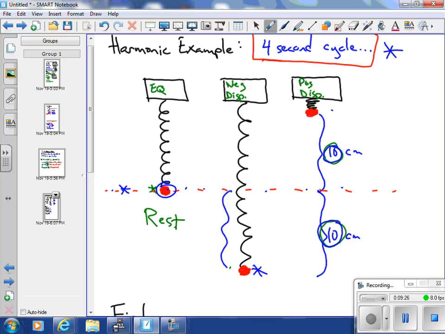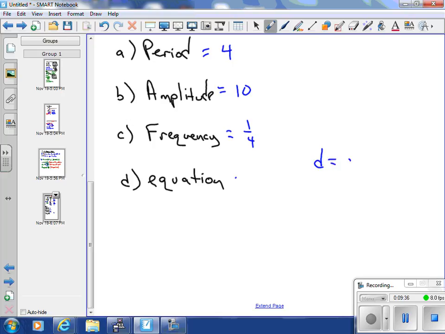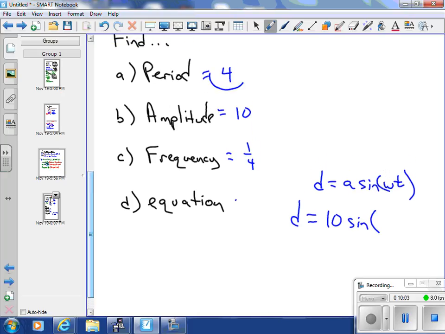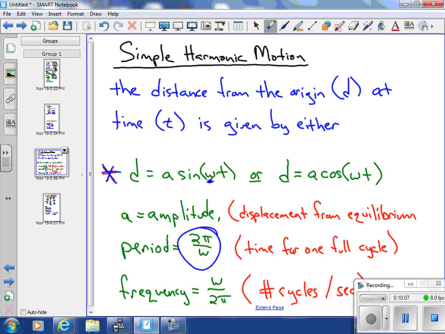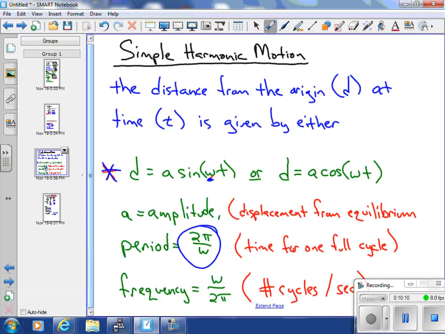Well, when this thing is at rest, it's on its equilibrium line. That's what happens with a sine function. A cosine function starts up at 1. So we know that this is going to be an equation of the form D equals A times the sine of W times T. Now, things we already know about this is we already know that the amplitude is 10. So we now have to look at what about the W value in there. Well, that's determined by the period. So we already know that the period is 4. Look back on the previous slide here. What did I tell you about period? It's equal to 2 pi divided by the W value.